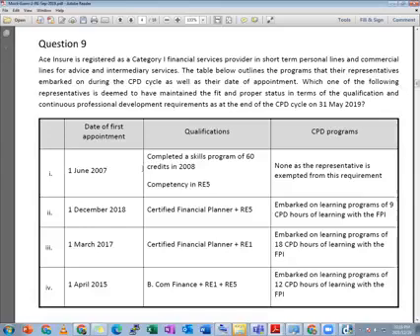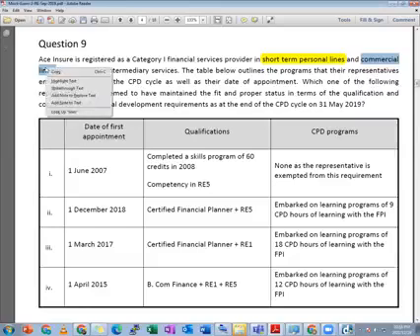So ACE Insurer is registered as a Cat 1 financial service provider in short-term personal lines and commercial lines. This alone already tells us that these guys are operating within two classes of business: short-term personal lines and commercial lines. So these guys are already in two CPD classes of business.